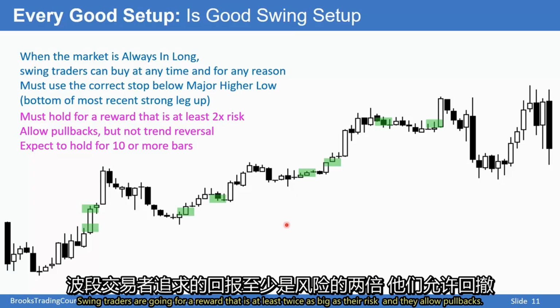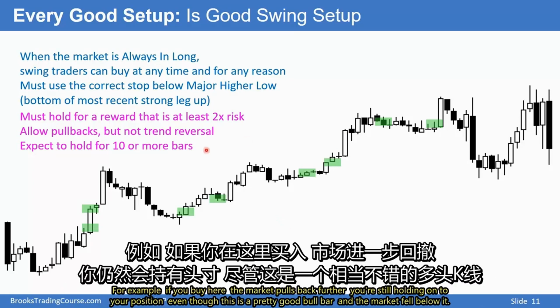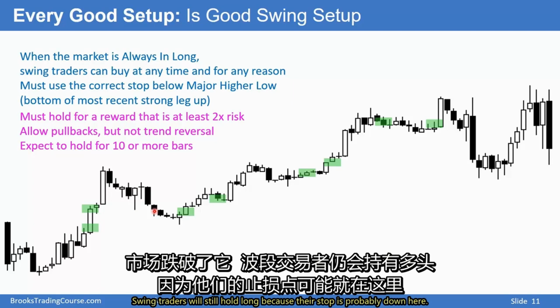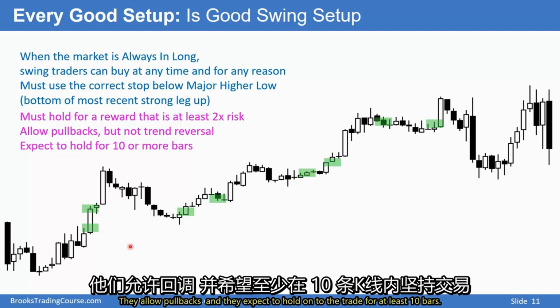Swing traders are going for a reward that is at least twice as big as their risk, and they allow pullbacks. For example, if you buy here, the market pulls back further, you're still holding on to your position. Even though this is a pretty good bull bar and the market fell below it, swing traders will still hold long because their stop is probably down here. They allow pullbacks, and they expect to hold on to the trade for at least 10 bars.